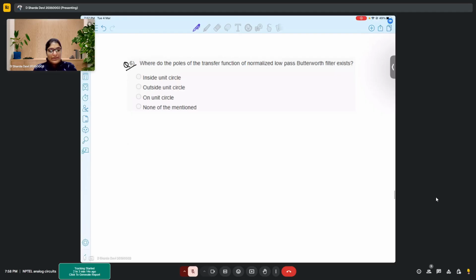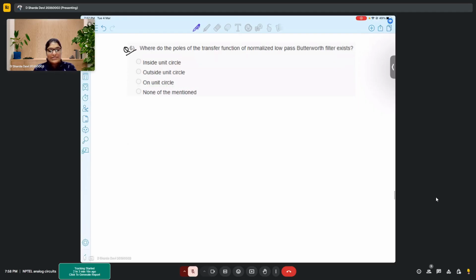Okay, so this is about the normalized transfer function. Where do the poles of the transfer function of a normalized low pass Butterworth filter exist? See, what we discussed are low pass, high pass, band stop, and all pass filters. These are types of filters, right? Now, these filters have been designed by different scientists in different ways with different purposes.